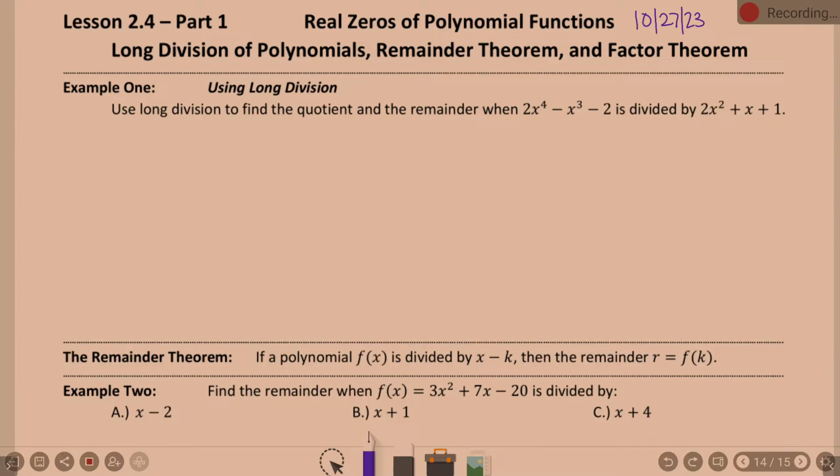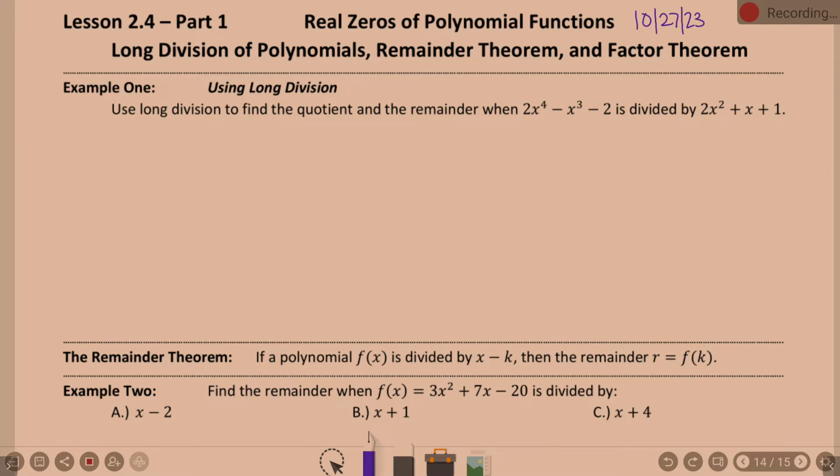Okay, so this is lesson 2-4, part 1. A year ago, we were in lesson 3-4, and there was a part 1 and a part 2 because I broke it into long division and then synthetic division. We're going to do the same thing. We're going to do long division, and then we're going to do synthetic division.